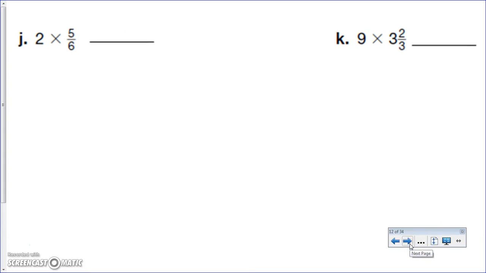For J, we have 2 times 5/6, so we're going to put 2 over 1 times 5 over 6. And this is another problem where we can actually use the cross-simplifying method. So if we look at cross-simplifying, 1 and 5 don't have anything in common, so we're going to ignore those. But 2 and 6 can both be divided by 2. So we're going to do that. So 2 divided by 2 is 1. 6 divided by 2 is 3. So I'm going to cross those out and replace them.